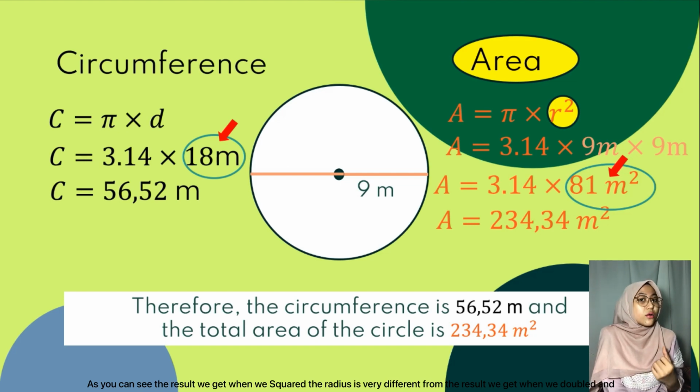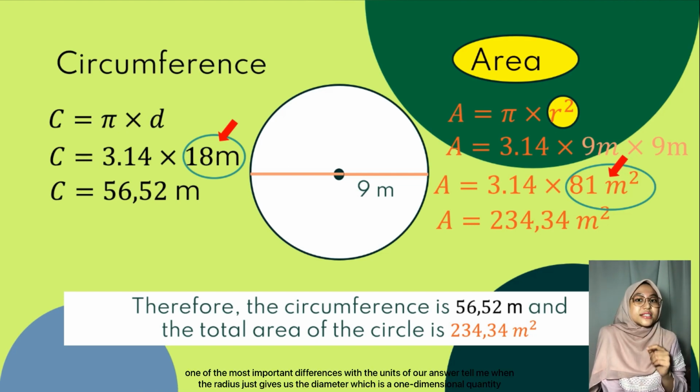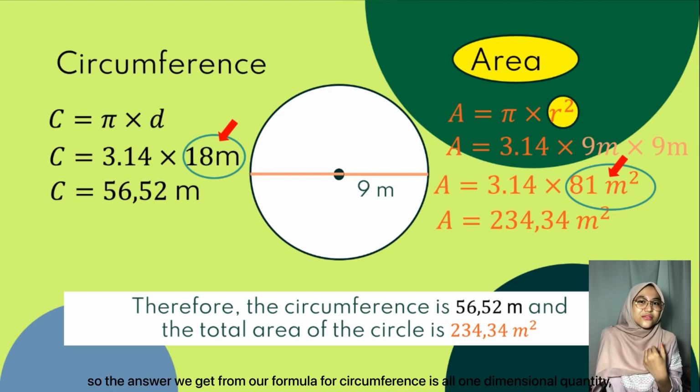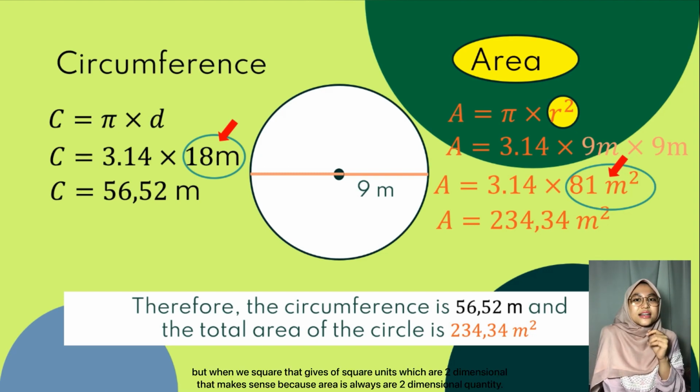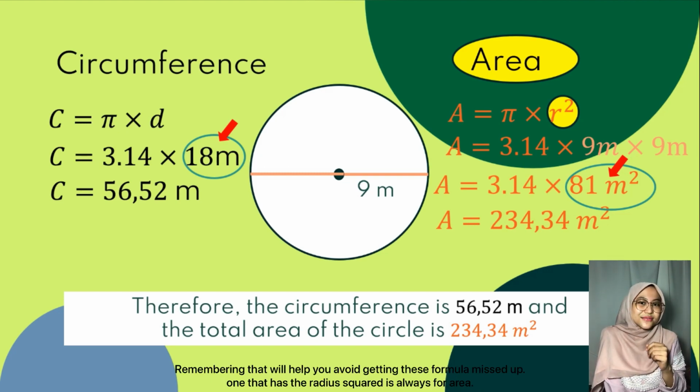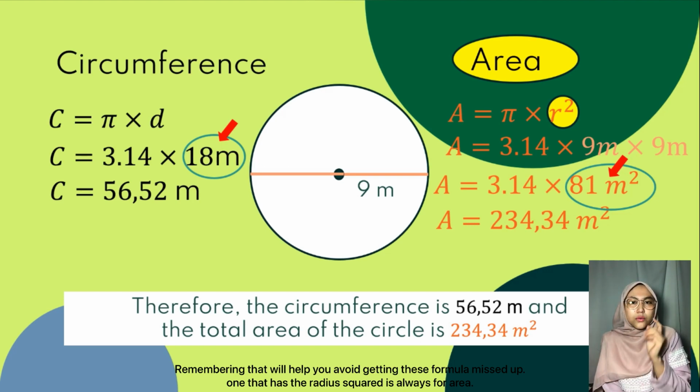As you can see, the result we get when we square the radius is very different from the result we get when we double it, and one of the most important differences is the units of our answer. When we double the radius, it gives us the diameter, which is a one-dimensional quantity. So the answer we get from our formula for circumference is a one-dimensional quantity. But when we square it, that gives us square units, which are two-dimensional. That makes sense because area is always a two-dimensional quantity. Remembering that will help you avoid getting these formulas mixed up. The one that has the radius squared is always for area.